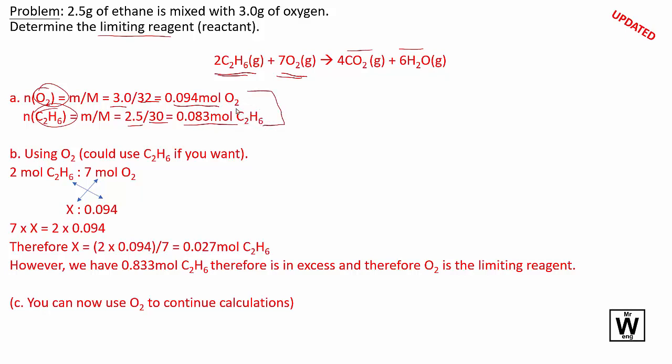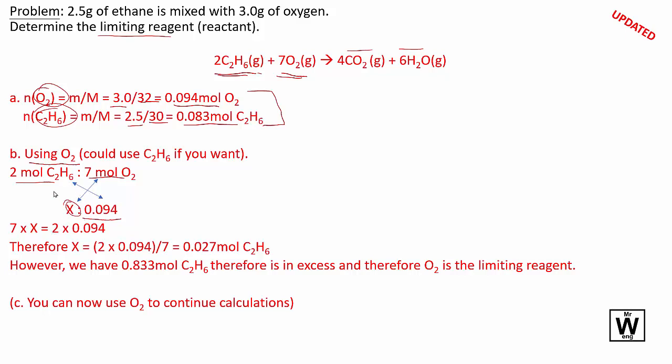So how are we going to know which one is going to run out? You can start with either of these. So just for argument's sake, we'll just grab the first one. So if we have oxygen, then first of all, we write down the ratios. So 2 moles of ethane from the equation goes to 7 moles of oxygen. However, we have 0.094 moles of oxygen. So how many moles of ethane does that equate to? So do your cross multiply.